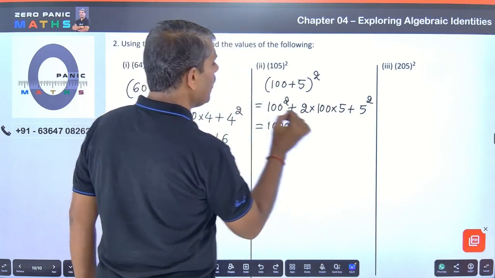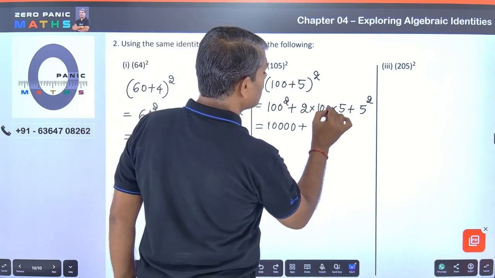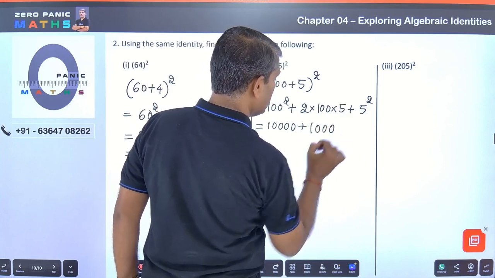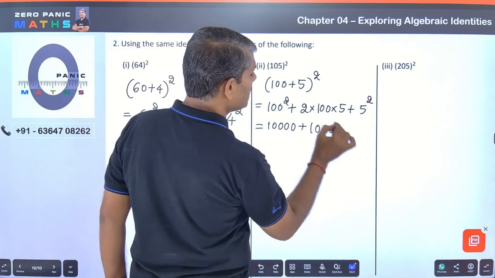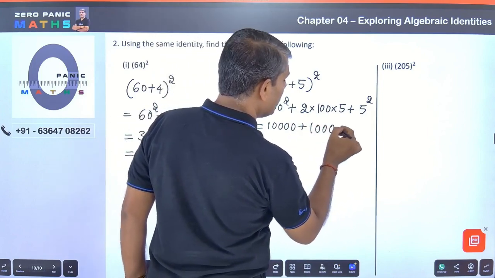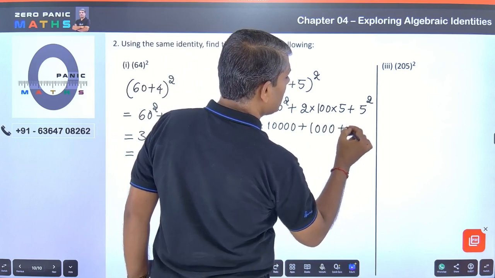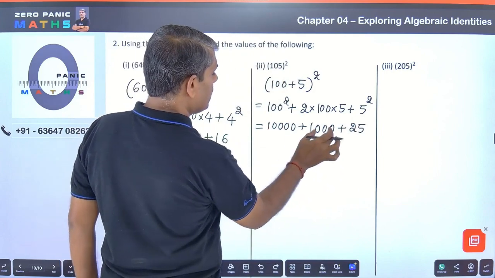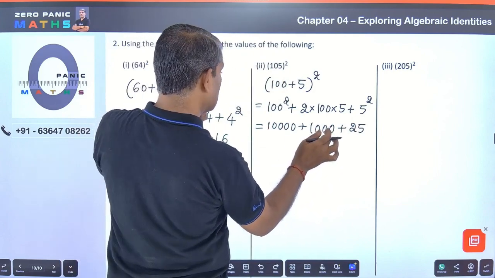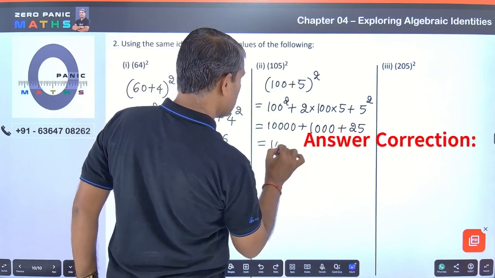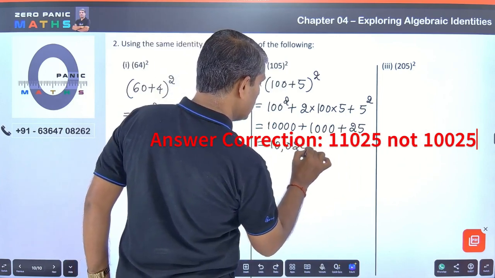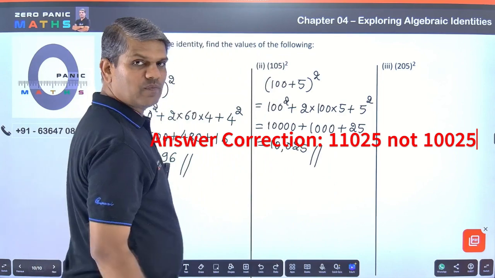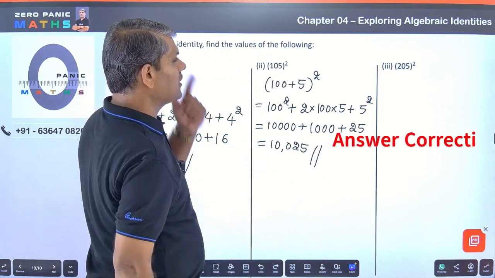Now 2 into 100, 200, 200 into 5, that is 1000. Here it is 10,000 and this is 1000, 11,000, plus 25. So it is 10,000 plus 1,000, that is 11,025. 11,025 is the value of 105 whole square. You can calculate that, you will get the same values.